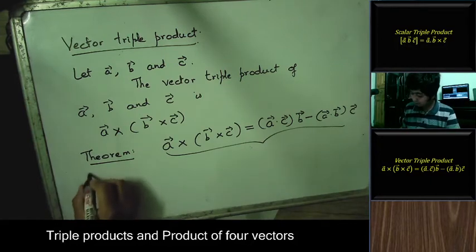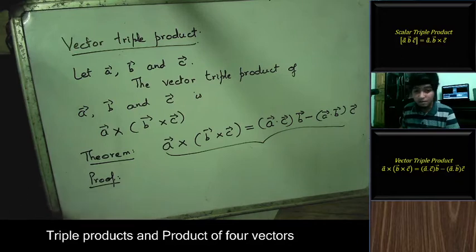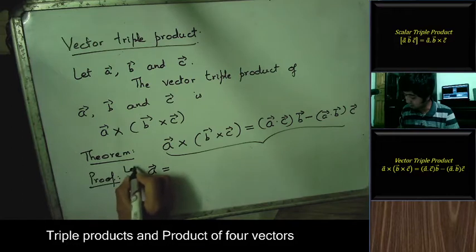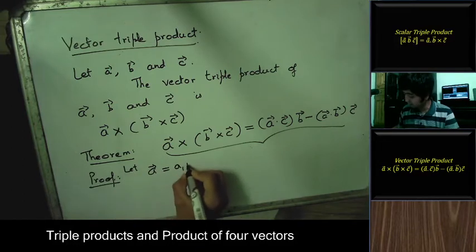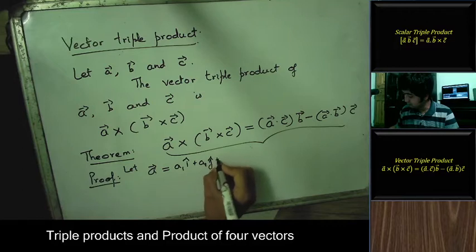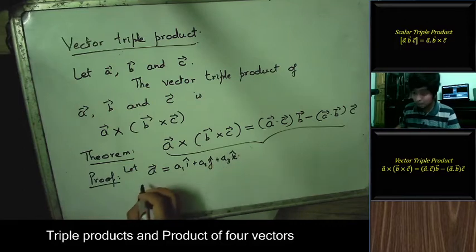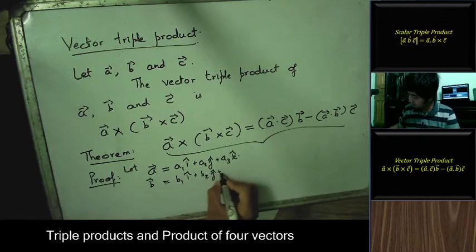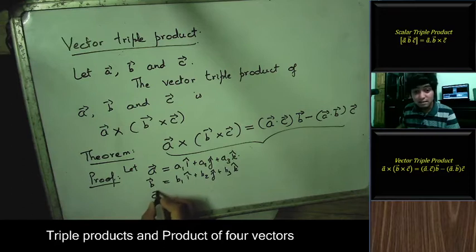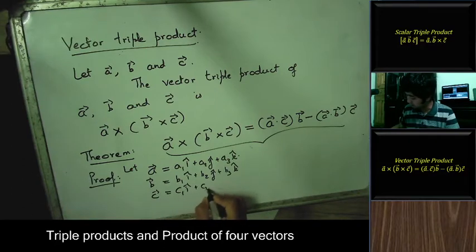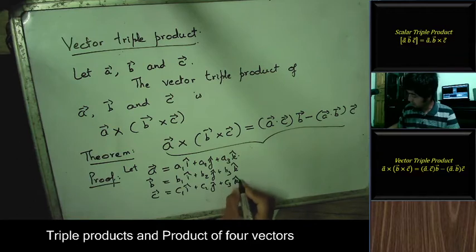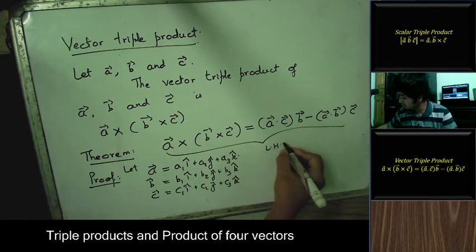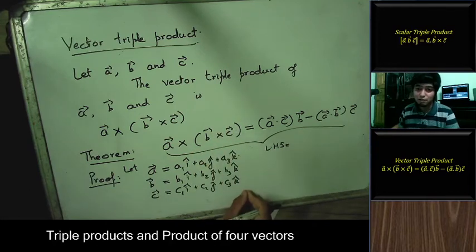The proof is simple. You can do it on your own. I will just give you the starting point. Let A equal A1 i plus A2 j plus A3 k. Similarly, let B equal B1 i plus B2 j plus B3 k, and let C equal C1 i plus C2 j plus C3 k. After doing this one, what you will need to do is find the left hand side. Calculate the left hand side. How much is it equal to?